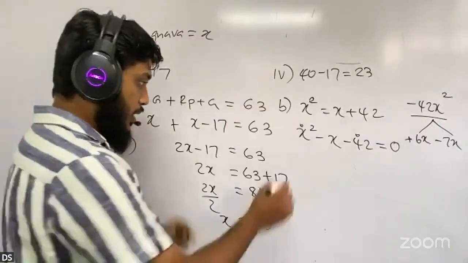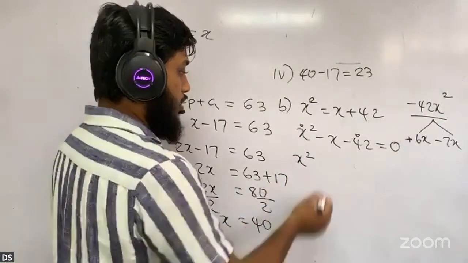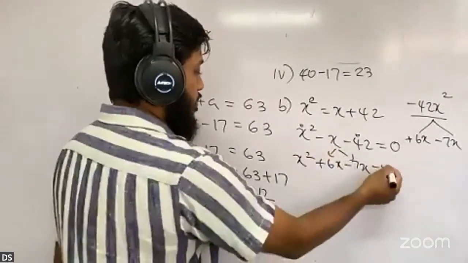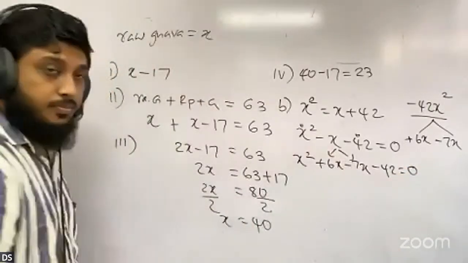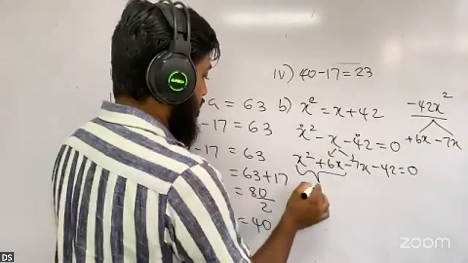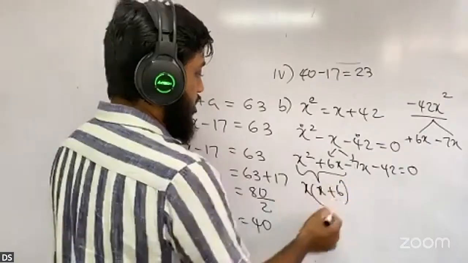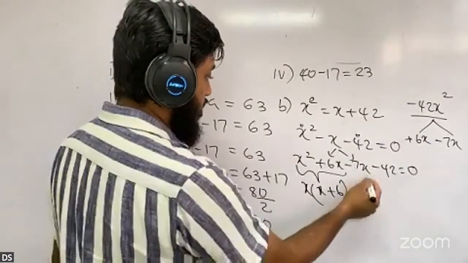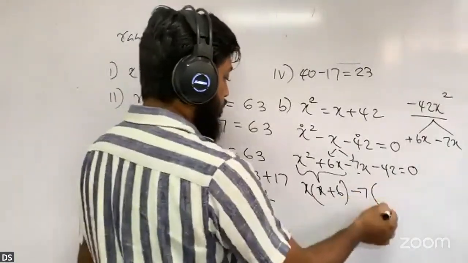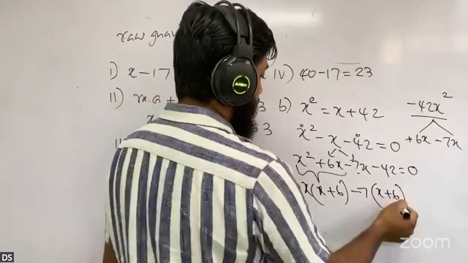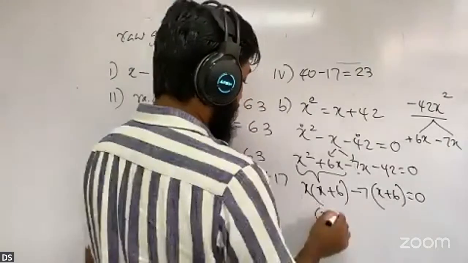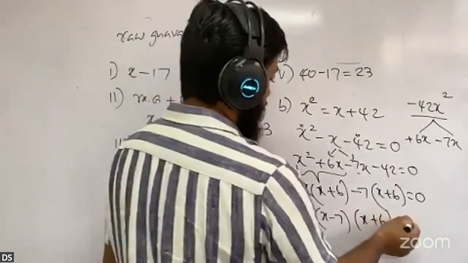Then what should you write here? For x squared you can write that as plus 6x and minus 7x, breaking this, and minus 42 equal to 0. What is common for both? x is common. If you take x common, this becomes x plus 6. What is common here? Both are divisible by 7. So put minus 7. If you write x plus 6 in this bracket, this bracket also should be x plus 6 equal to 0. Whatever is outside the bracket, this x and this minus 7, write it outside: x minus 7. Whatever is inside the bracket, write it one time: x plus 6 equals 0.